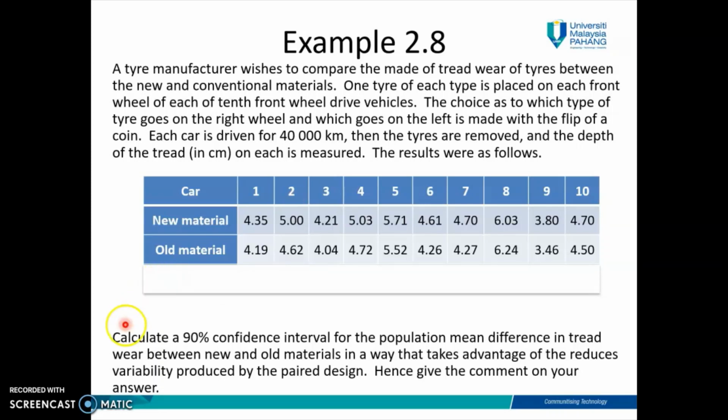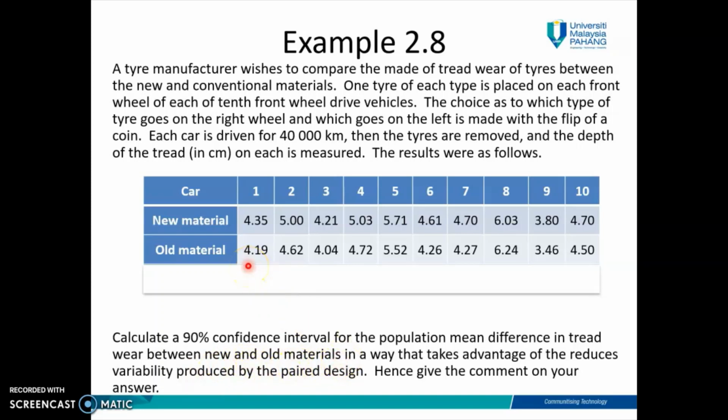Now let's move on to read the instruction. What does the question want? You need to calculate a 90% confidence interval for the population mean difference in tread wear between new and old material in a way that takes advantage of the reduced variability produced by the paired design. Hence, give the comment on your answer. So basically, guys, what you need to do here is to calculate a 90% confidence interval for the population mean difference between the new and old materials.